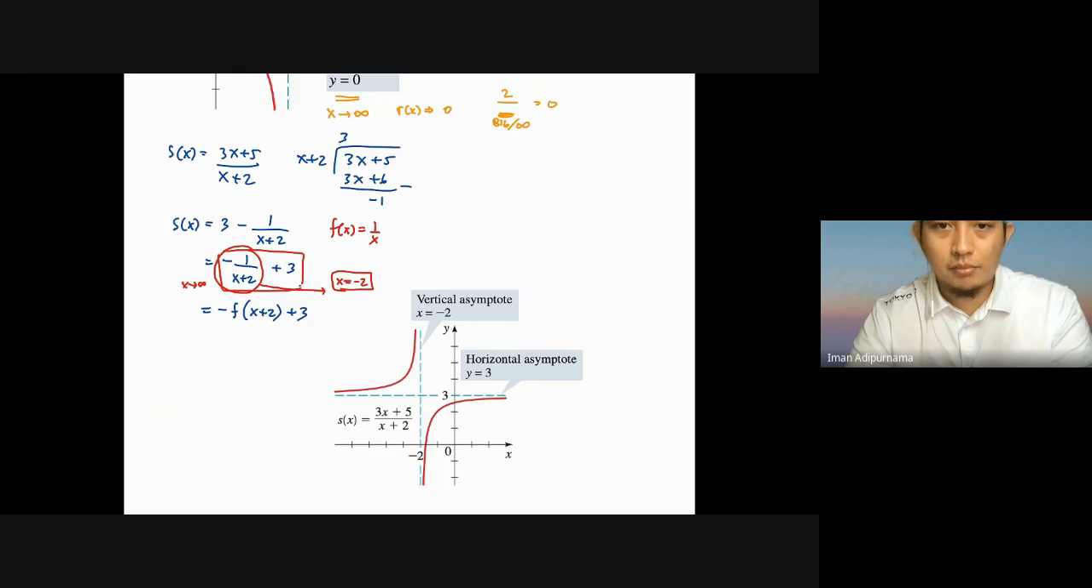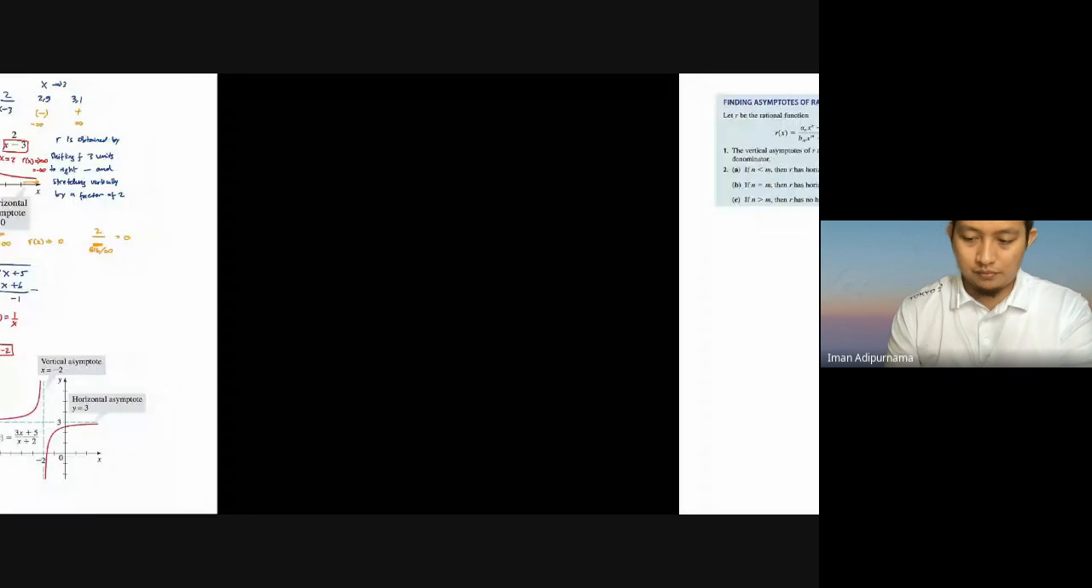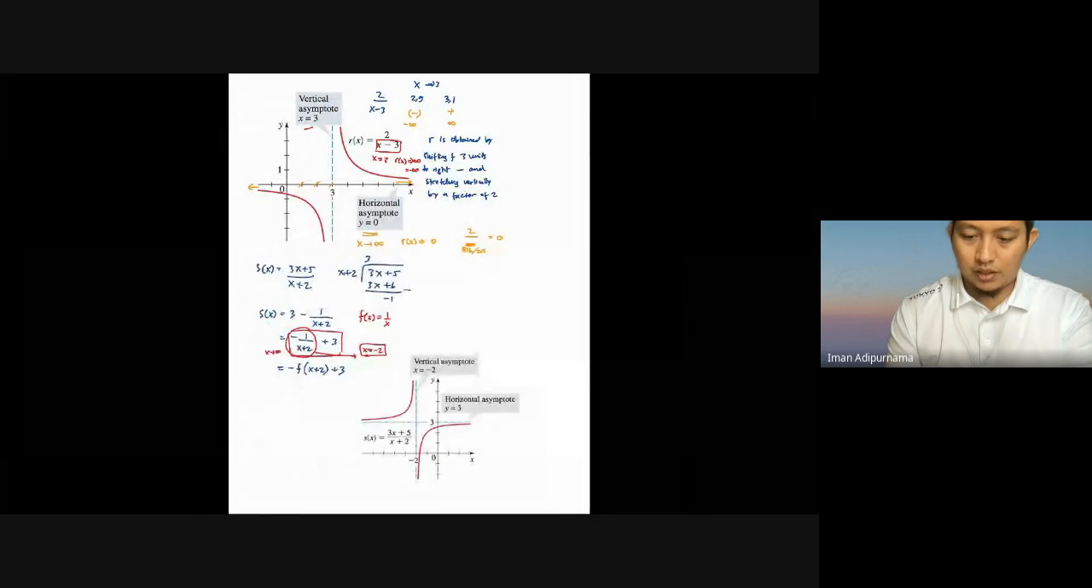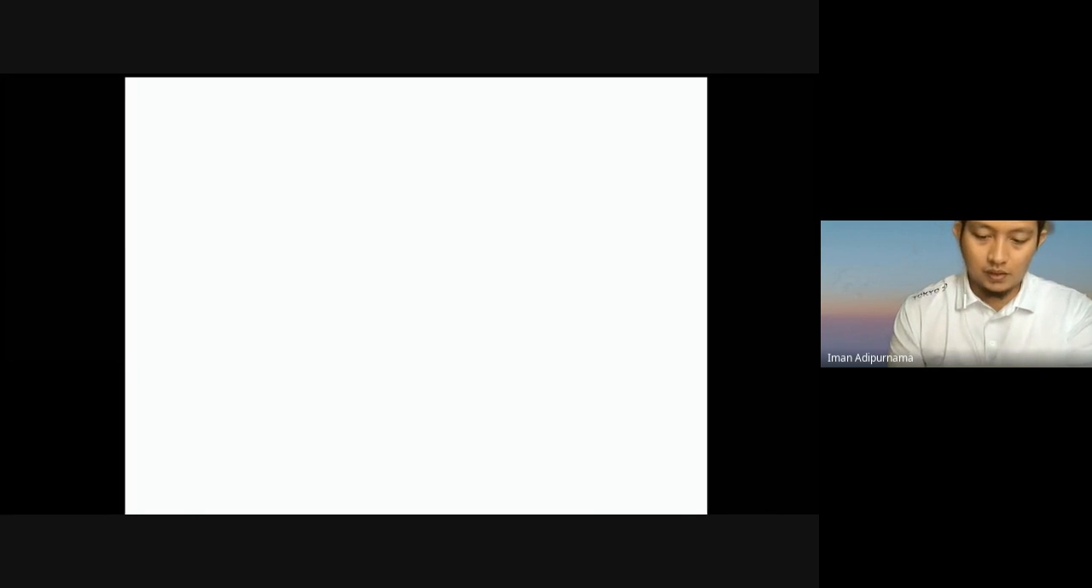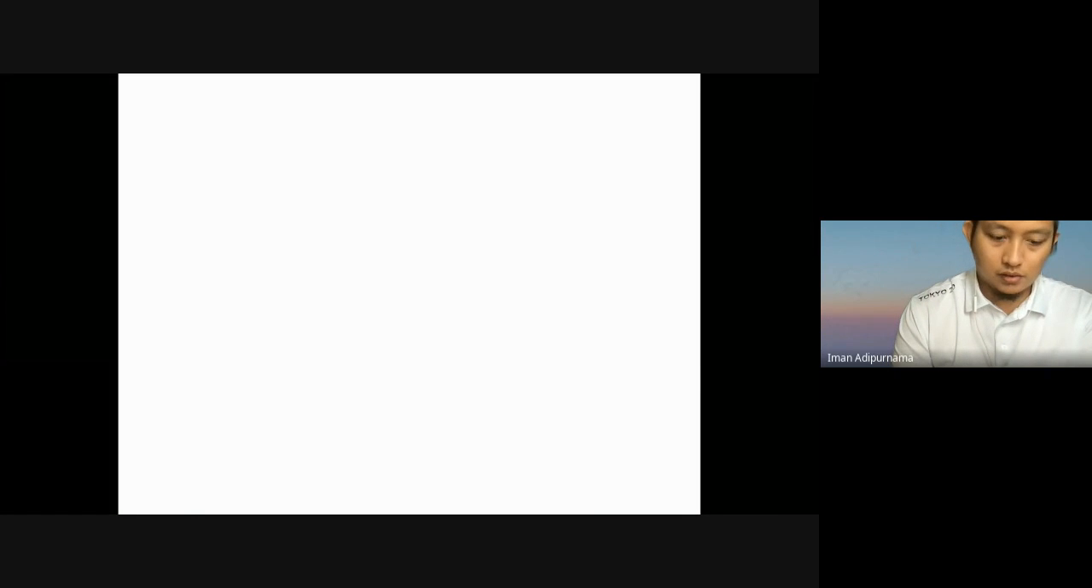Let me give you an example on how we can also draw a graph. The section is called asymptotes of rational functions.